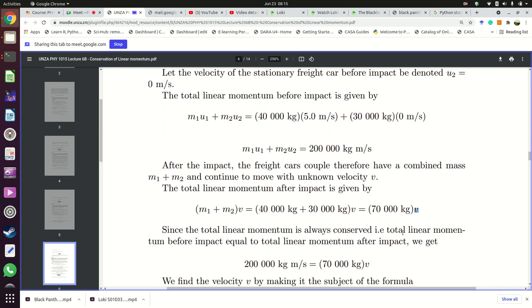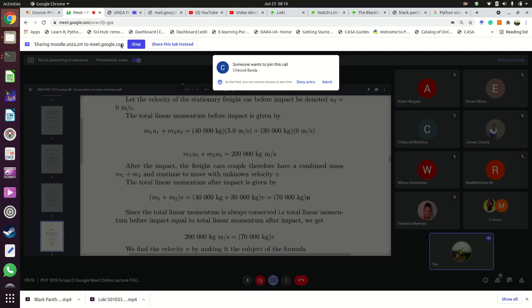Remember, we always denote the velocity before impact as U and the velocity after impact as V. And when you're talking about conservation of linear momentum, we assume that the objects which are going to collide have constant velocities before impact and constant velocities after impact, because there is no force before impact and no force after impact which is going to cause the velocity to change. The force which causes the velocity to change is only there during the impact. That's why the velocity will change. But before these cars collide and after they collide, there is no force which acts on them. Therefore, their velocities can be assumed to remain the same.